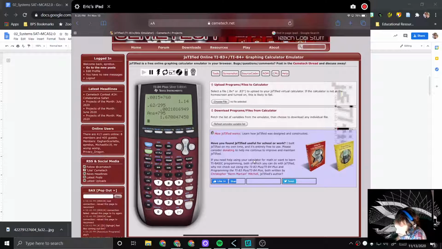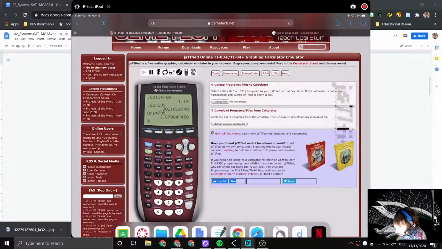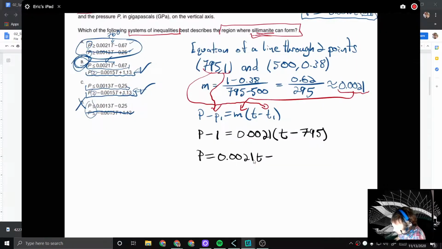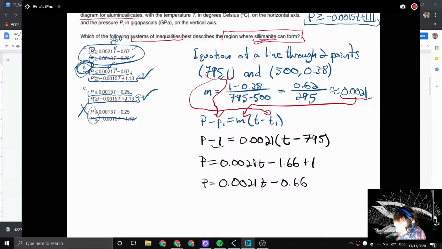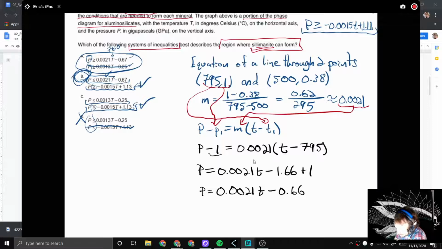Now, just based on the last one, make it a rounding error again, 1.67. And don't forget that this one moved over, plus 1. So we have p equals 0.0021 t minus 0.66, and b is confirmed.